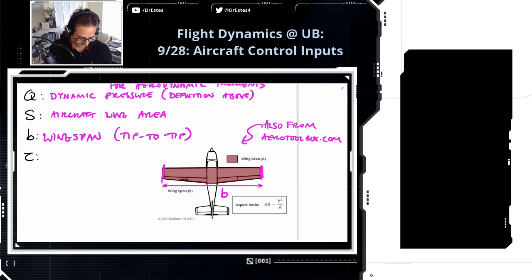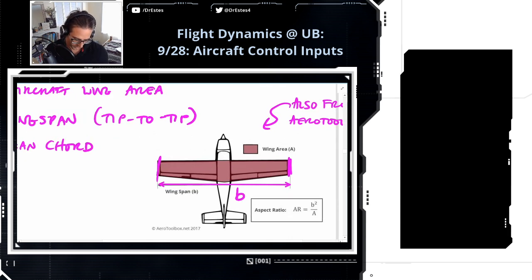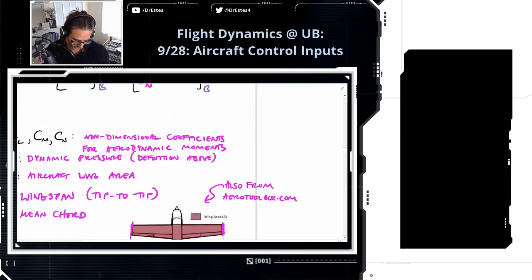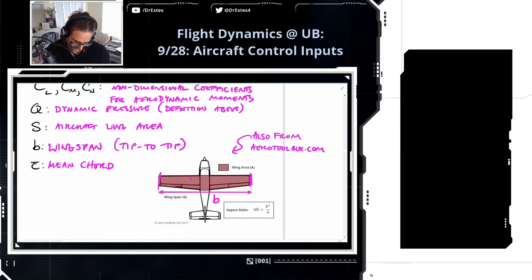The mean chord is not as easy to calculate. So what is the chord? The chord, oh my goodness, is this dimension. That's not showing up super well. Let's try this color. Oh yeah, that shows up nice. So the chord is this dimension of a wing.